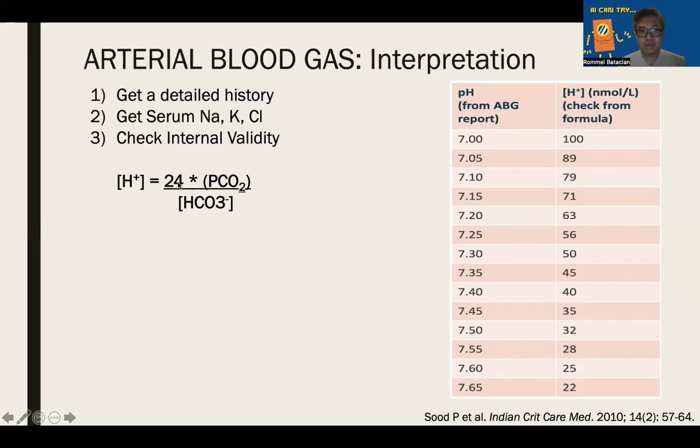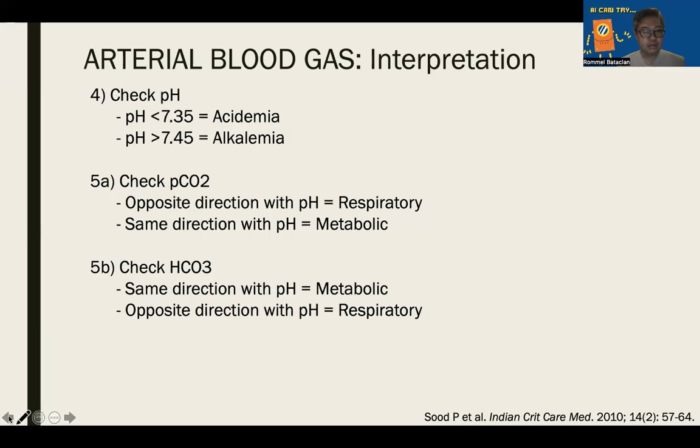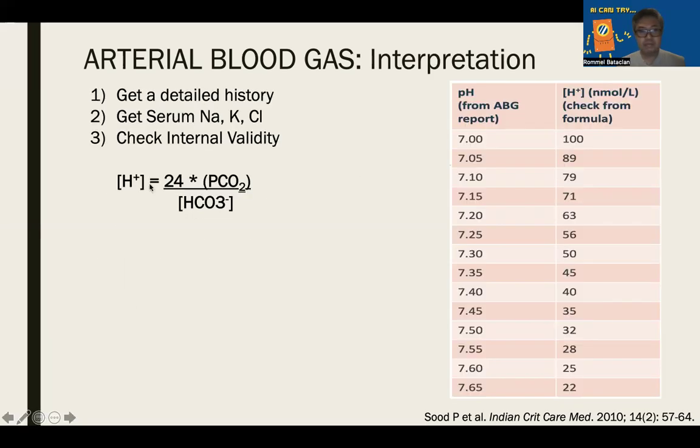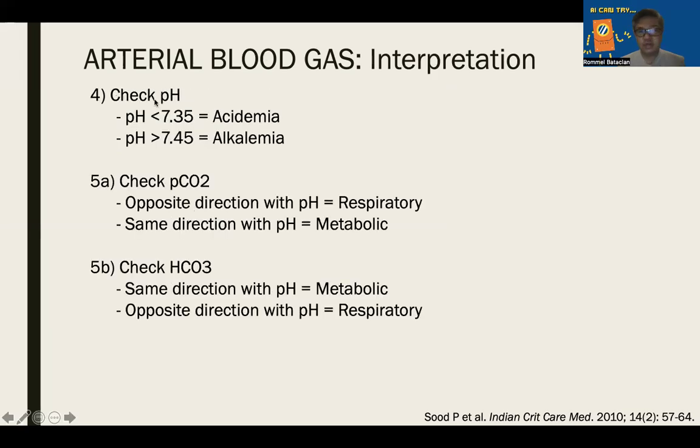So it's very important that the concentration of the hydrogen ion is consistent with the pH that was determined in the analysis. And then, if the hydrogen concentration is consistent with the pH, you have to check the pH. So if it's less than 7.35, it's acidemia. There's increased acids in the blood. If it is more than 7.45, it's alkalemia.